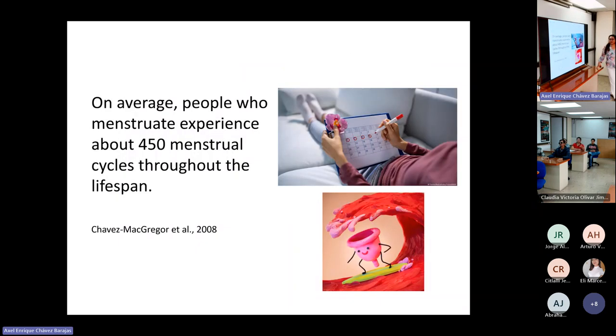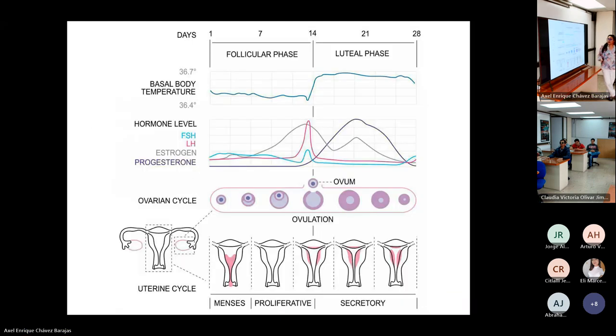Then we are interested in seeing how the functional connection changes with the menstrual cycle. On average, people who menstruate experience about 400 menstrual cycles throughout the lifespan. In this menstrual cycle, a woman has different changes in some hormones. We are only dedicated to observing the change in progesterone.